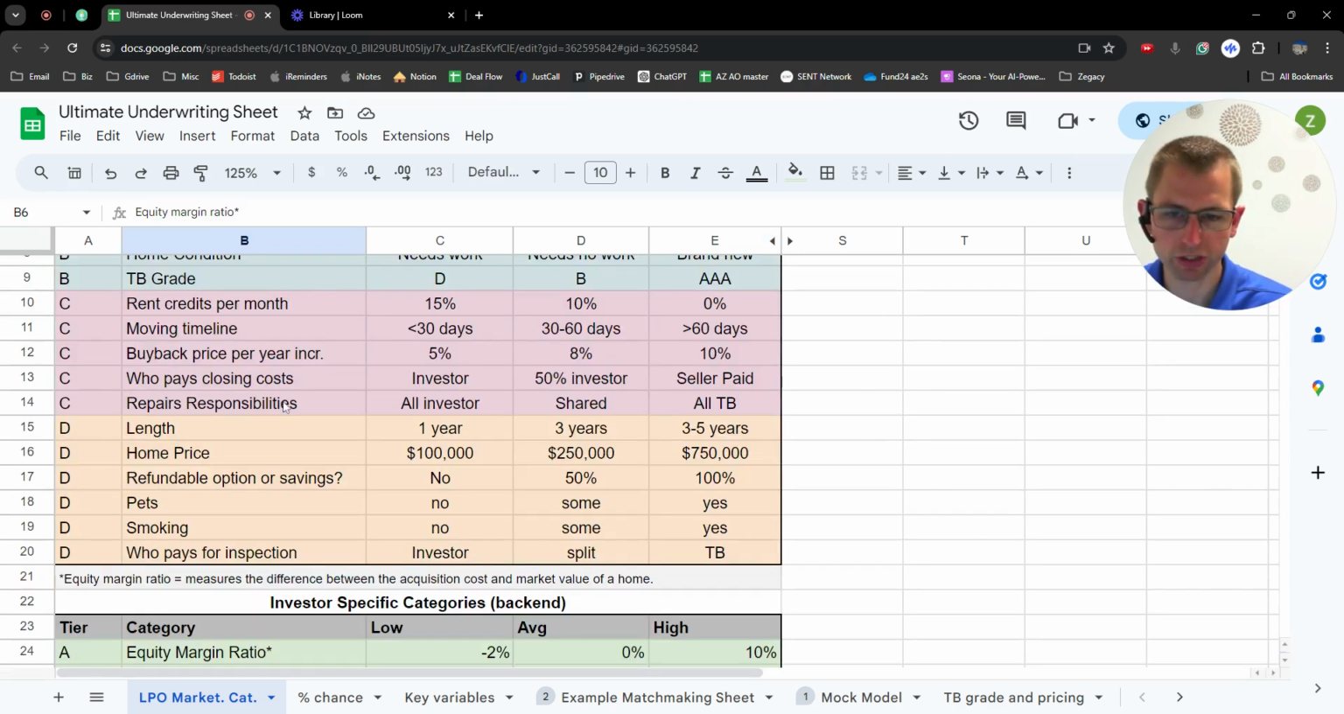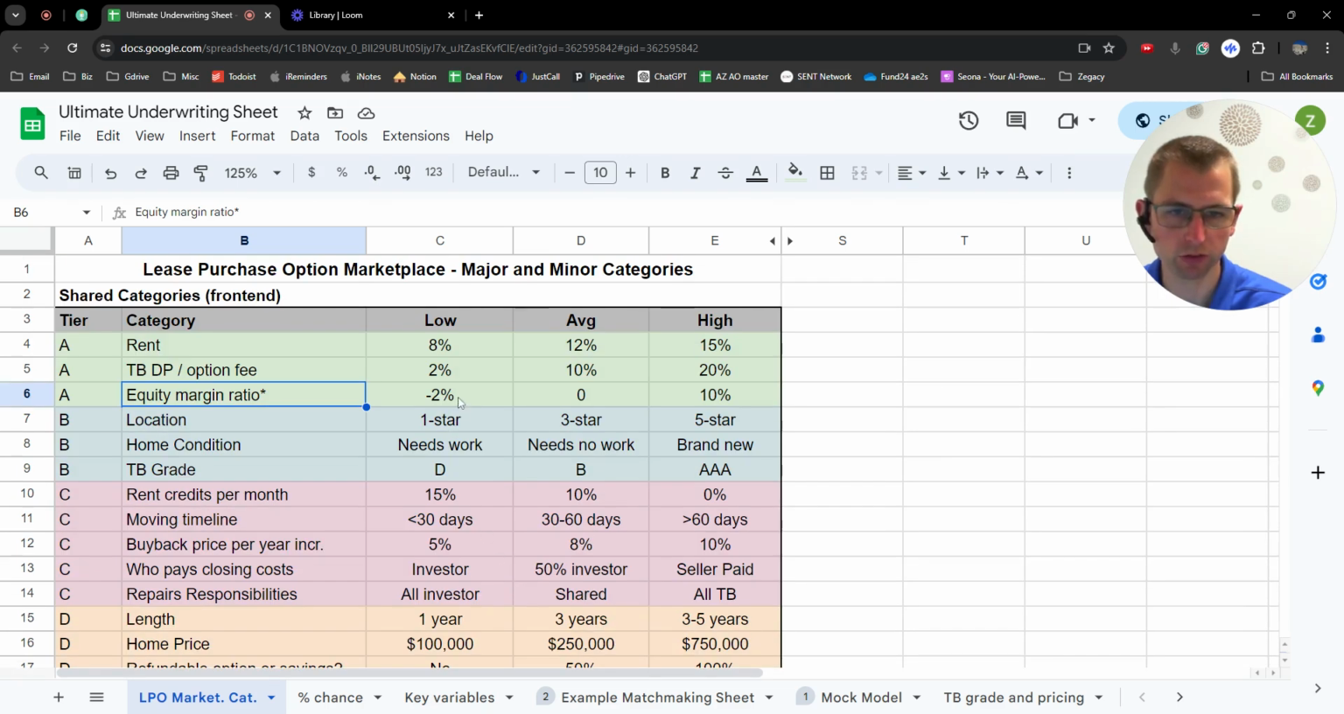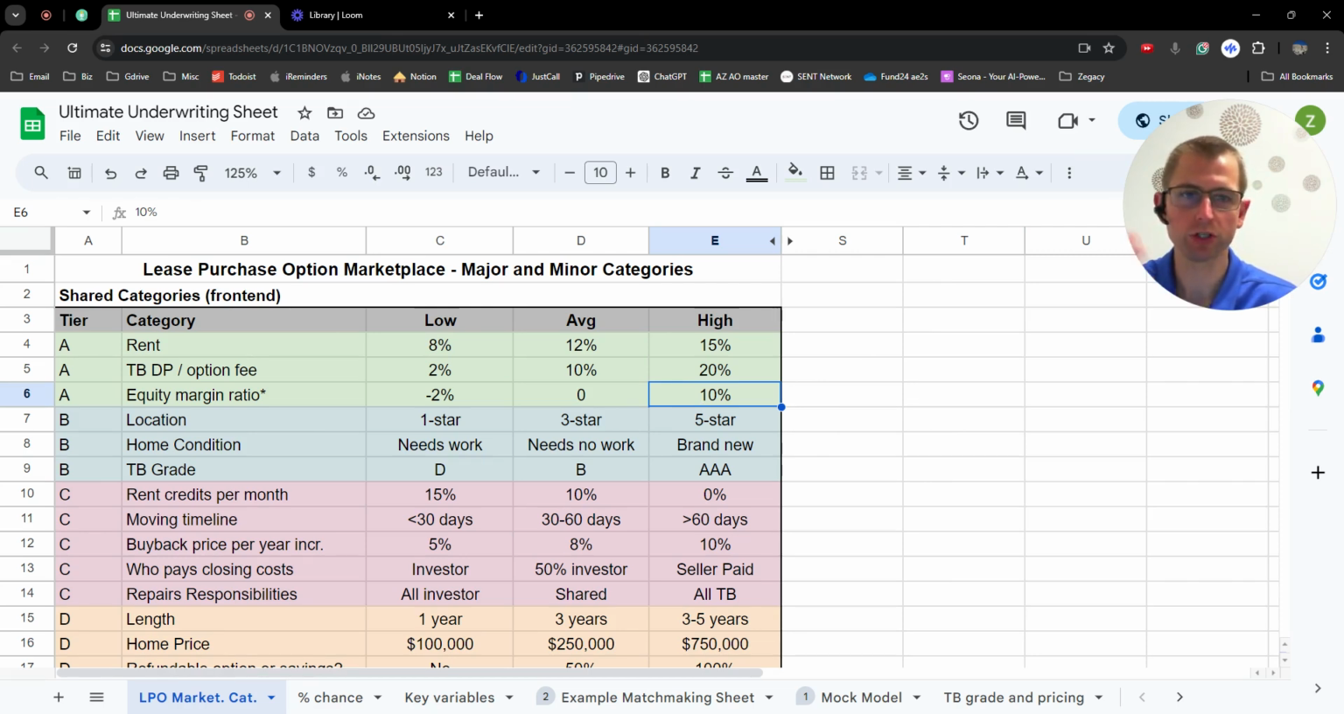An equity margin ratio. So what we've defined that as is the initial difference between the cost that you buy the home and the current market value. So if you had a $200,000 home, a low equity margin would be you basically bought the home for 200 and paid closing costs. So you're into it a little bit more than it's worth. A good equity margin is if you somehow got that $200,000 home for 180,000. So if the investor gets it for under 200,000 and it's actually worth 200,000, that's a great risk reduction to the investor.